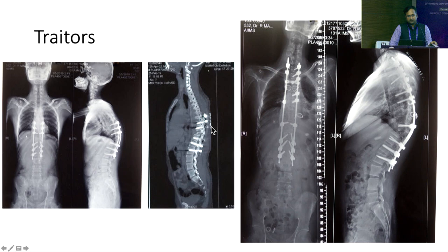And then we had to extend to the top, and we had to use sublaminar wires, and whatever fixation points we could get in between the areas. I used the rib because that was fused in that area, so I just passed the laminar wire and connected it with the rod.